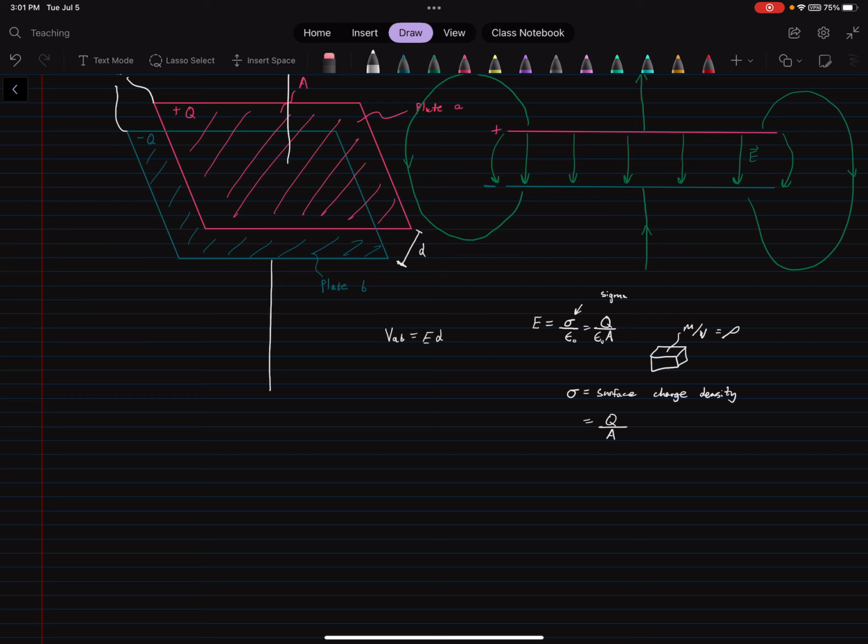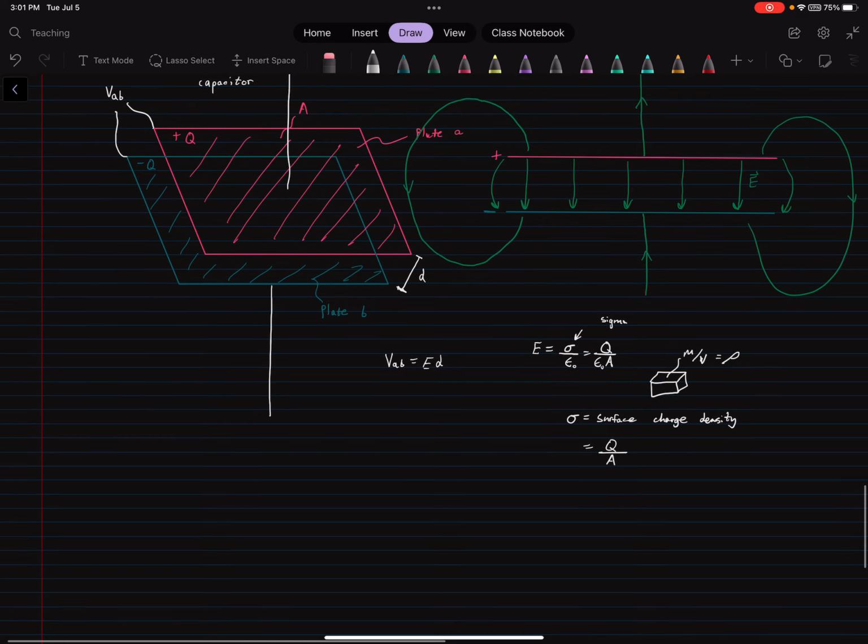So notice, if we double the magnitude of charge on each plate, so instead of positive Q on the red one and negative Q on the blue one, it's positive 2Q on the red one and negative 2Q on the blue one, then according to these equations we've written down, the magnitude of the charge doubles, the surface charge density doubles, so that doubles, and so that doubles, and so the potential doubles.